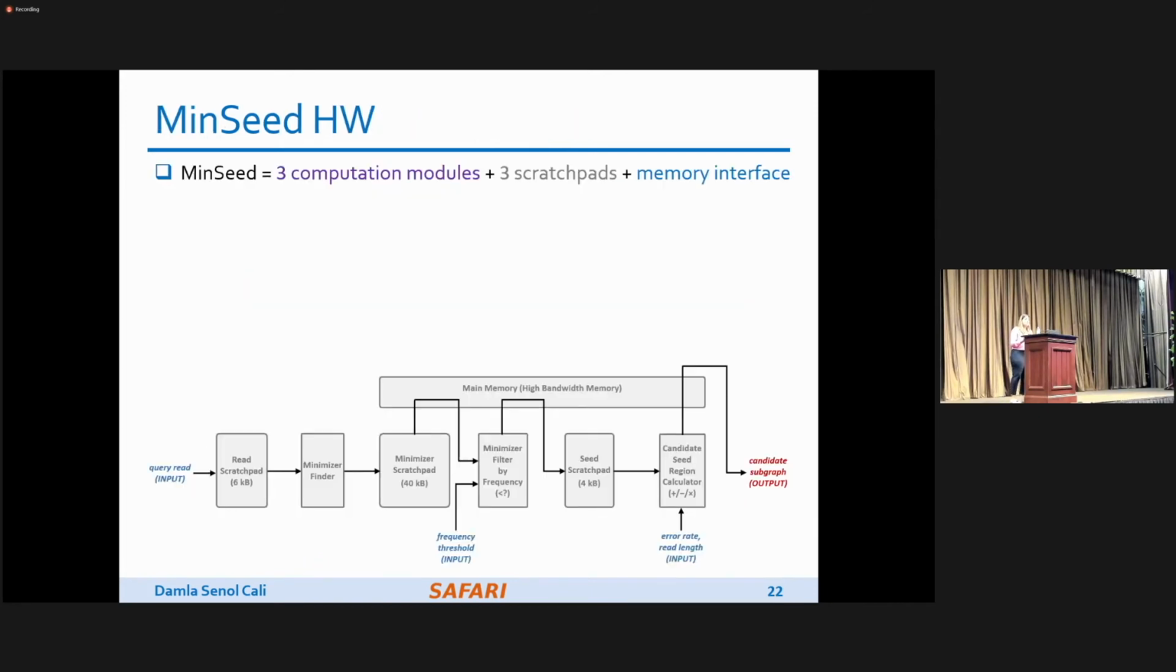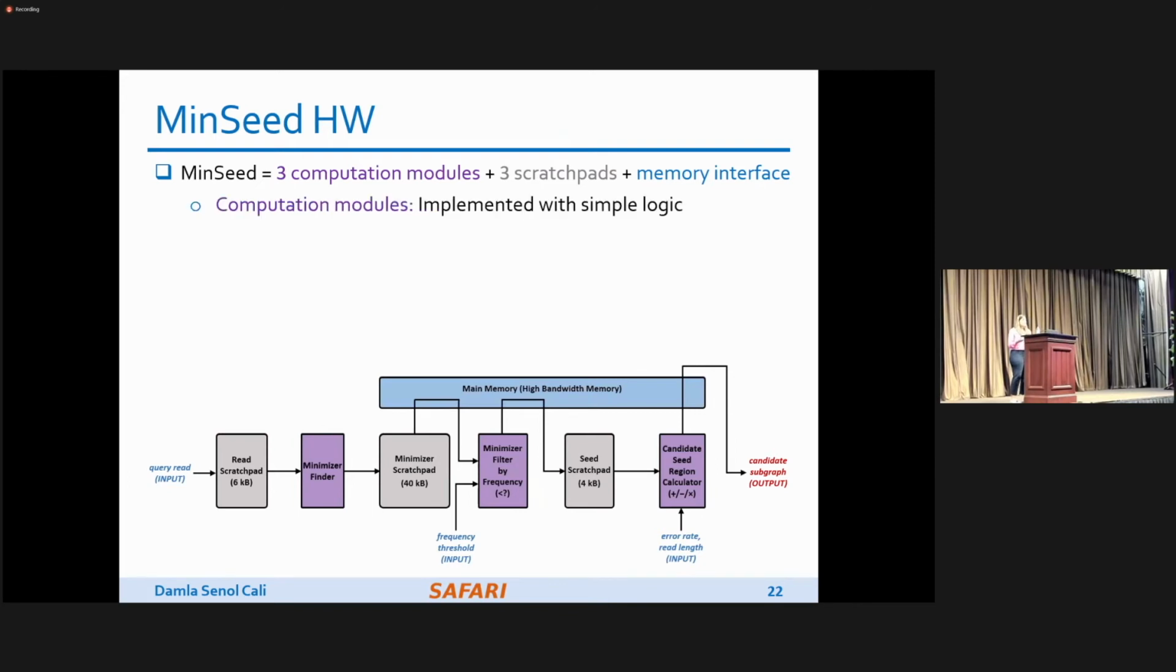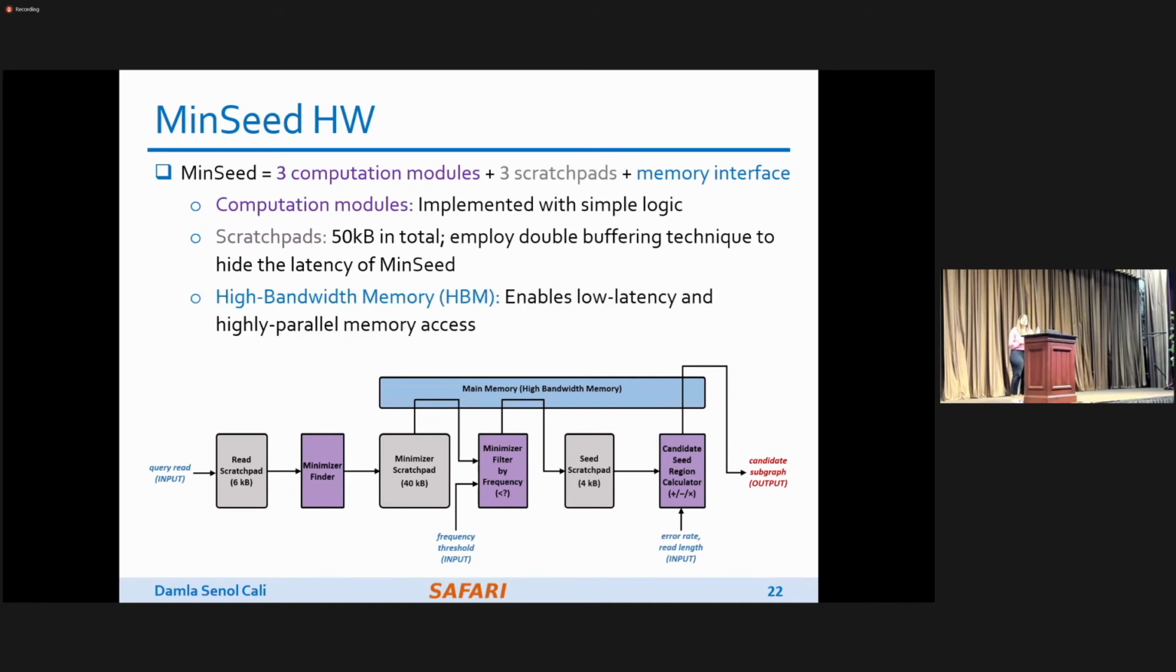When we look at the hardware design of MinSeed, it consists of 3 computation modules, 3 scratchpads, and the memory interface. The computation modules are implemented with simple logic since we require only basic operations like comparisons and simple arithmetic operations. For all 3 scratchpads, we employ a double buffering technique to hide the latency of the MinSeed accelerator. And we also couple MinSeed with high bandwidth memory to enable low latency and highly parallel memory access.